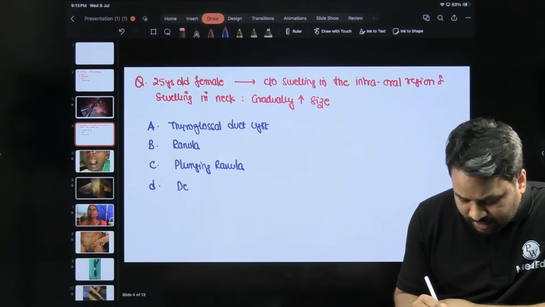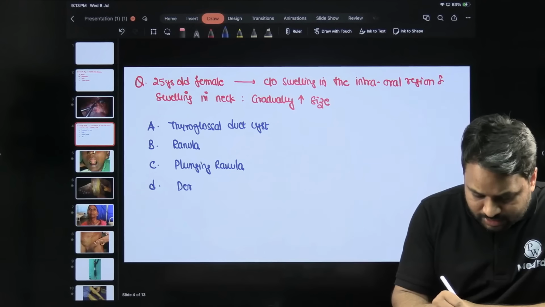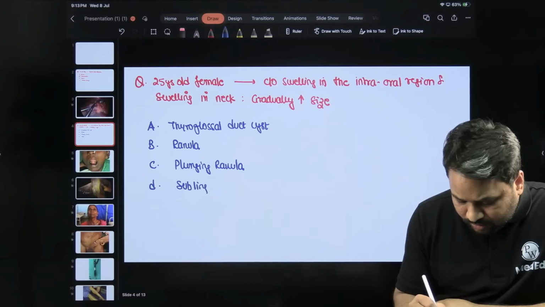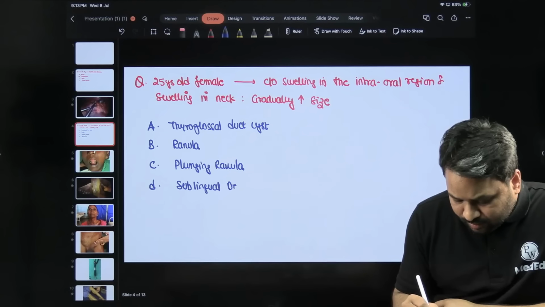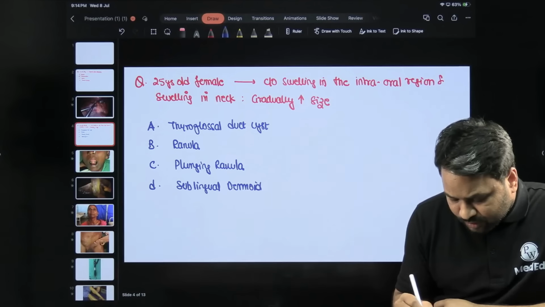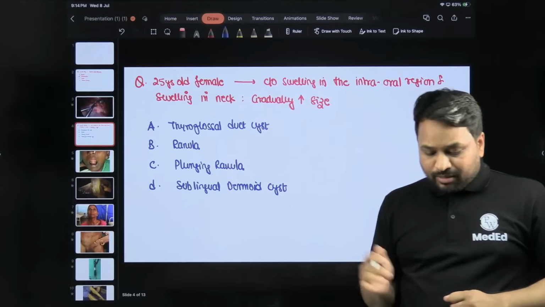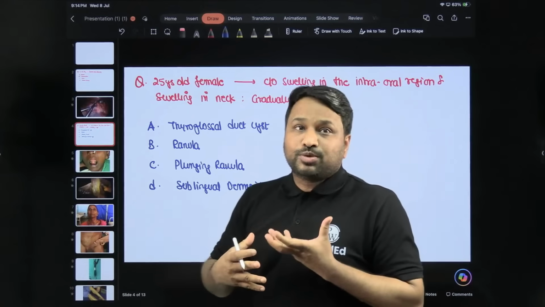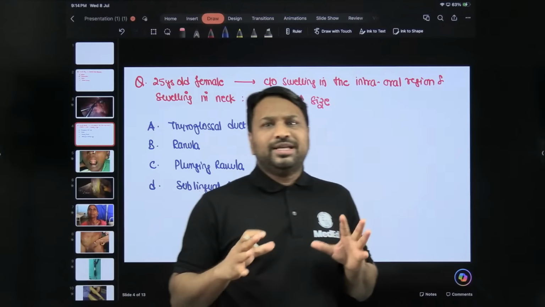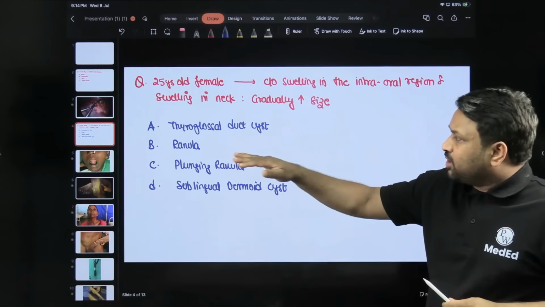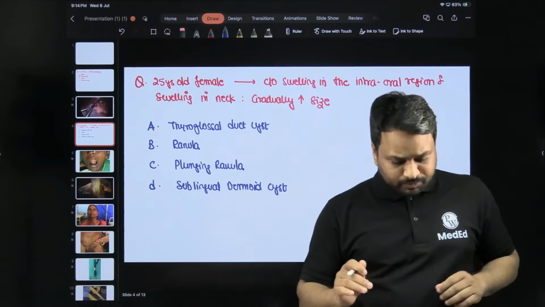Option D, is it a sublingual dermoid cyst? So the question is clear. Our 25-year-old female with the complaints of swelling in the intraoral region as well as swelling in the neck, the swelling is gradually increasing in size. Now you have to identify, is it a thyroglossal duct cyst, ranula, plunging ranula, sublingual dermoid cyst?